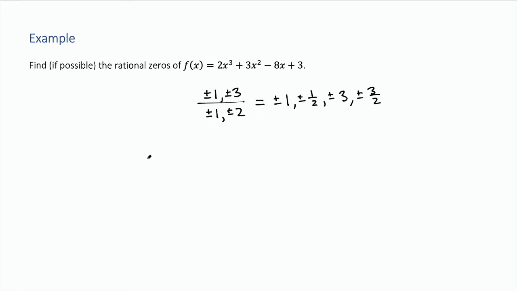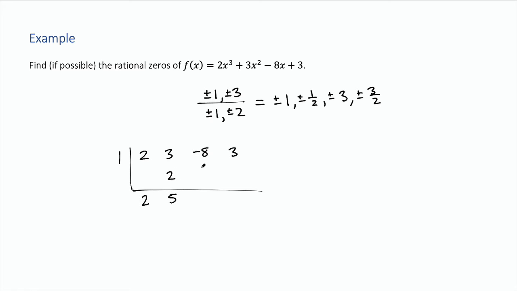So we're going to start testing. Let's start with 1 because small numbers are nice and easy to work with. And we list out our coefficients. And we work through our synthetic division. Bring the 2 down. 2 times 1 is 2. 3 plus 2 is 5.